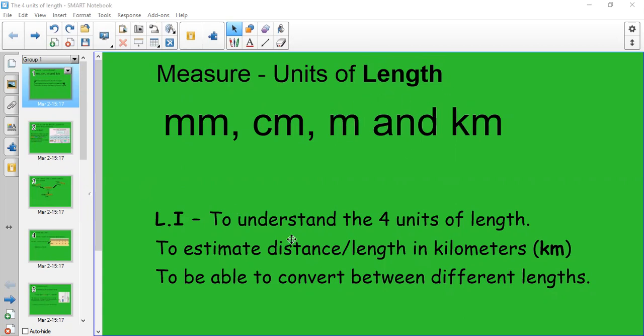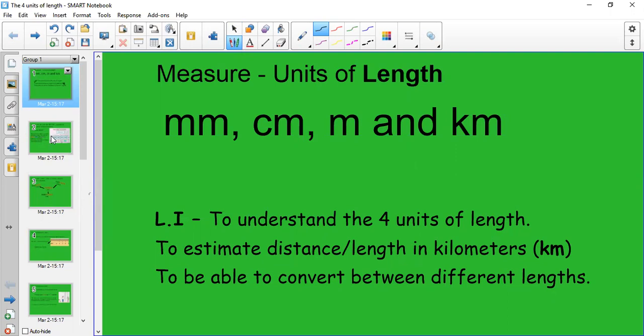So our learning intention is to understand the 4 units of length, to estimate distance or length in kilometres, and to be able to convert between different lengths. I'm going to give you quite a lot of information, so you can pause the video at any time, you can rewind it if you want to get a better understanding of something, or if you feel like you're understanding it really quickly, then you can skip forward to the parts you need or skip back.